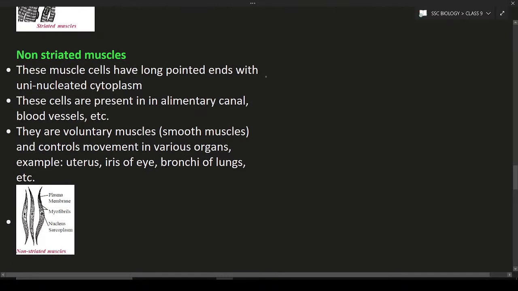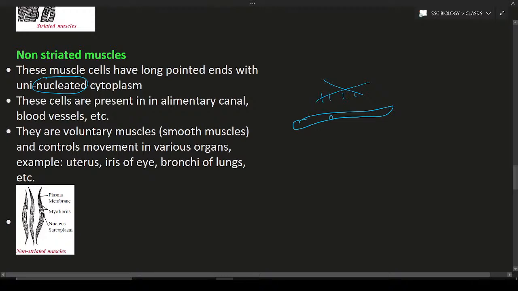So next is the non-striated muscles. Non-striated means these muscles will not have striations. It means no lines are present in them. Also, these muscles have long pointed ends. Here you can see how they are pointed, like a sharp point. These are uninucleated cytoplasm. It means in this cytoplasm you can see only one nucleus. Uni means one, nucleated means nucleus. They have only one nucleus in the cytoplasm. So these are non-striated muscles.